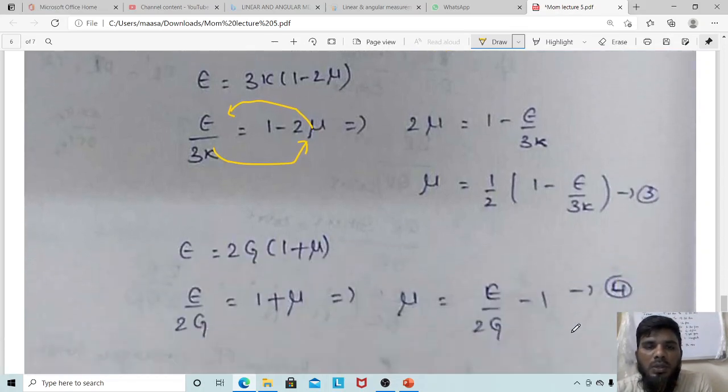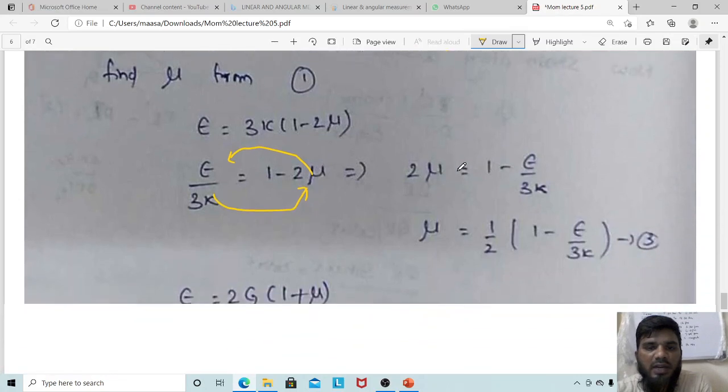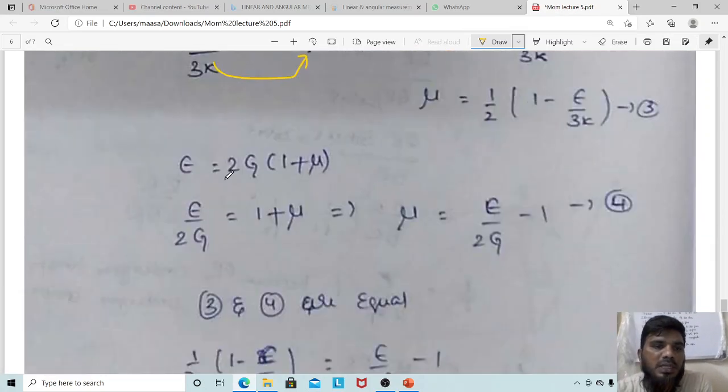Now similarly, equation 2 is nothing but this, 2g of 1 plus mu. From this again we have to identify the value of mu, that is E by 2g of 1 plus mu. This mu remains on the same side, I will send the one to the other side. So mu is equal to E by 2g minus 1. Now this is equation 3, this is equation 4.